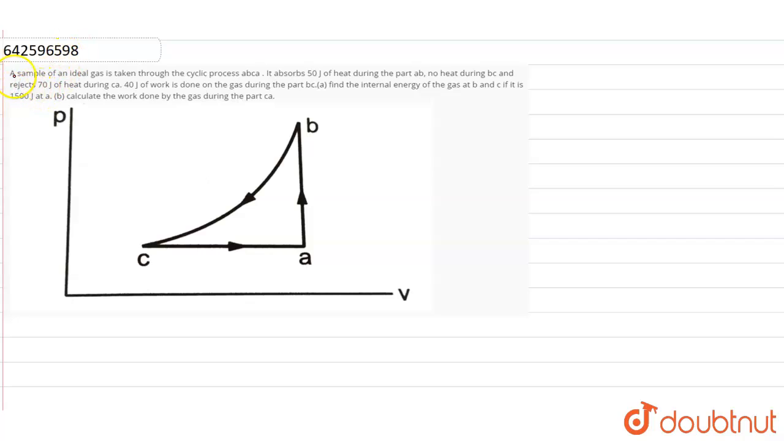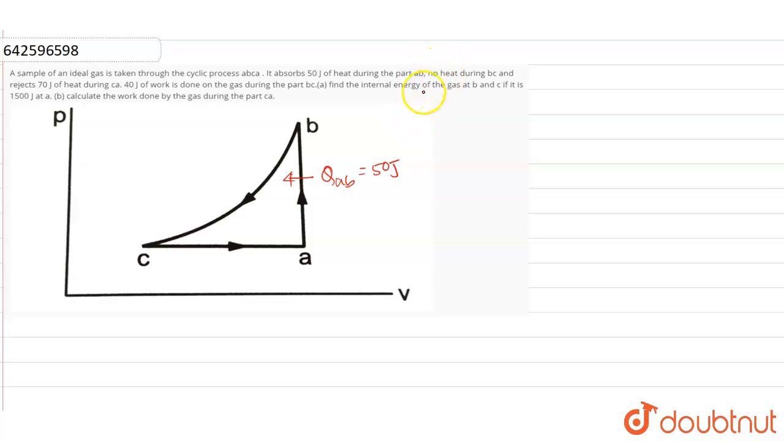Hello everyone. So today's question is: a sample of an ideal gas is taken through the cyclic process ABCA. We have a sample of an ideal gas going through a cyclic process, that is A to B, B to C, and finally C to A. It absorbs 50 joules of heat during the part AB, so the ideal gas is absorbing a heat of 50 joules in the process A to B.